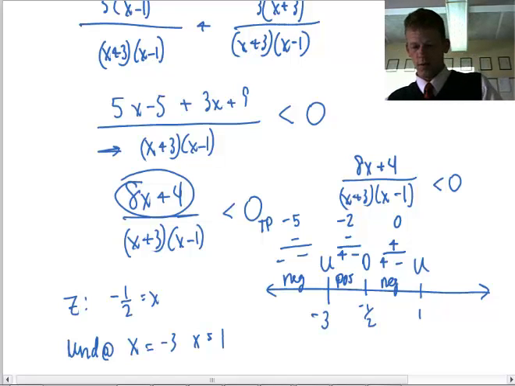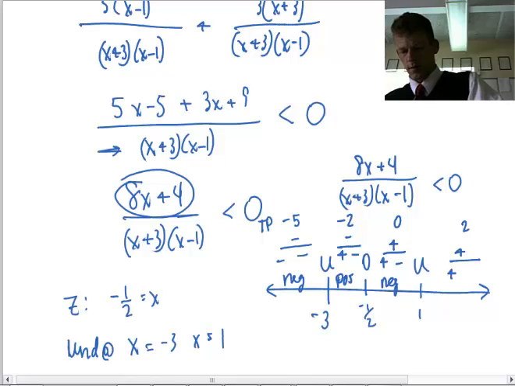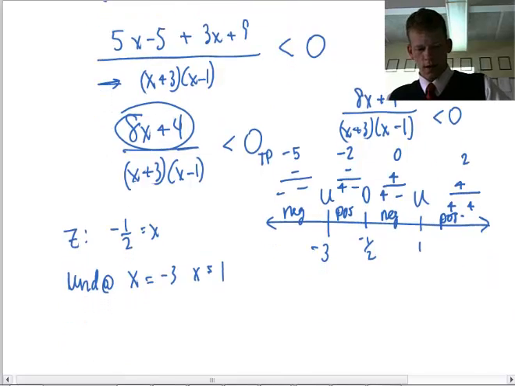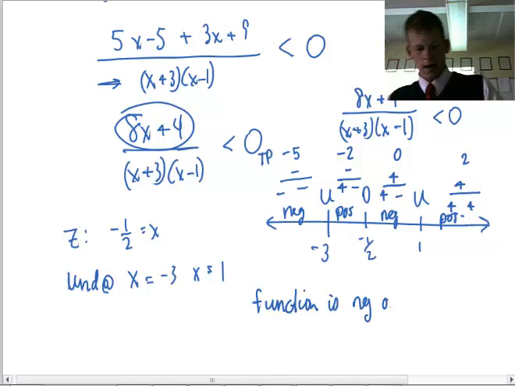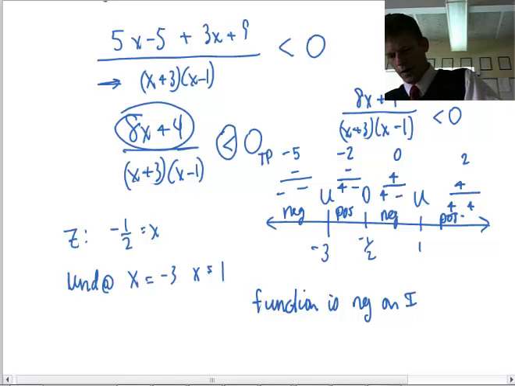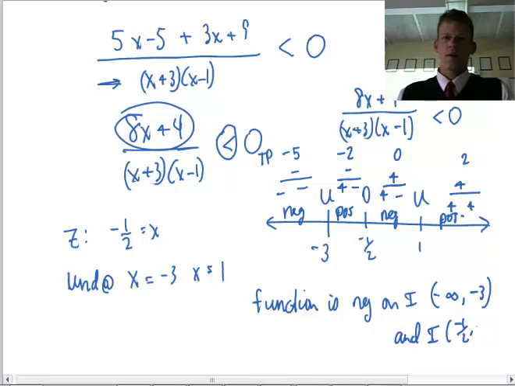I'm going through this quickly because we did review it, and I don't want to take up too much more of your time. And then I'm going to put 2 in as a test point, and that's going to become positive over positive, positive, so this is a positive interval. So our answer now for this, the function is negative on the interval, because they asked for when is it negative, from -infinity to -3, and on the interval from -1/2 to 1.